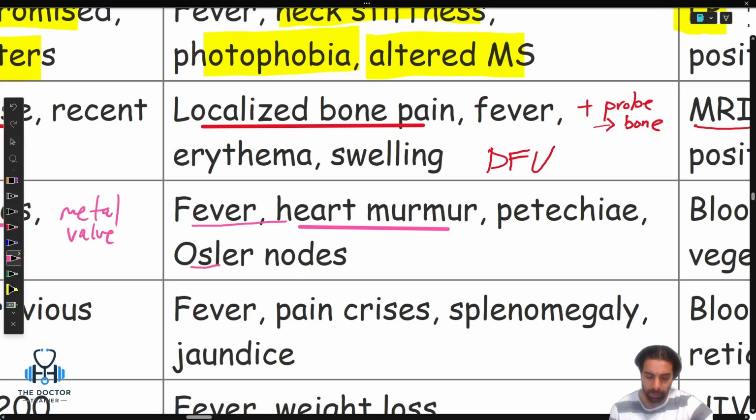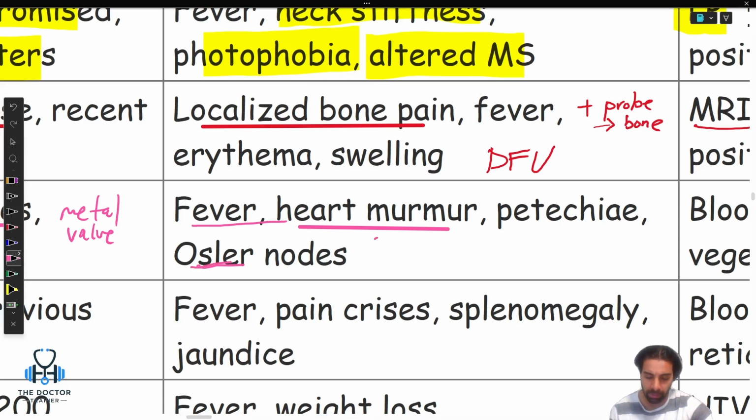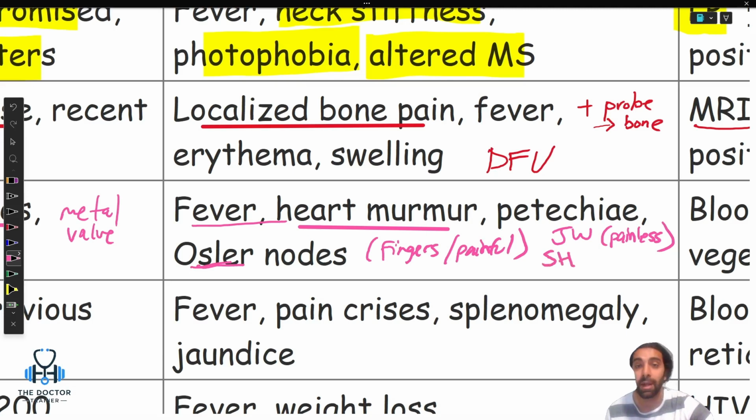So you can get Osler nodes, which are painful. So these are painful nodes on the fingers. You can get Janeway lesions. So Janeway lesions are painless, and they are on the palms. You can get splinter hemorrhages. So splinter hemorrhages can occur on the nails. You can get Roth spots, which can occur in the eye.